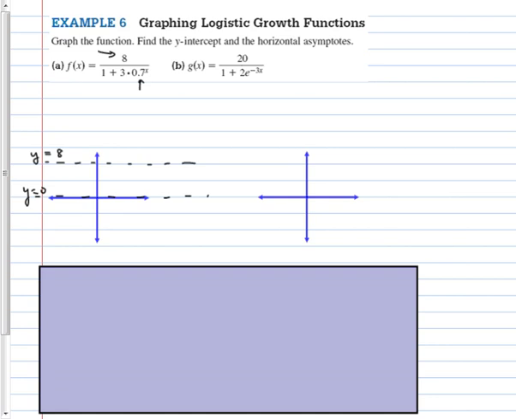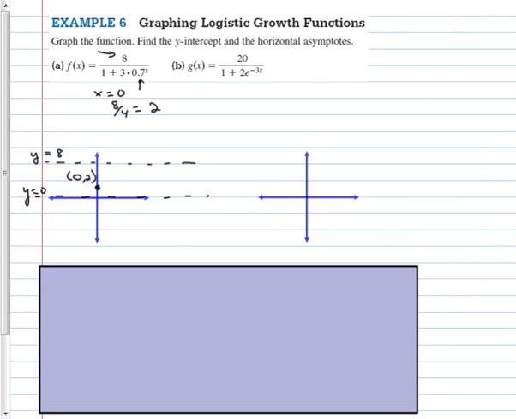Now, is it exactly at 4 in the middle? Well, let's find out. What is it when x equals 0? I'm finding f of 0. Well, if I put a 0 there, 0.7 to the 0 is 1. 3 times 1 is 3. 1 plus 3 is 4. What's 8 divided by 4? 2. This one happens to have a y-intercept at (0, 2).